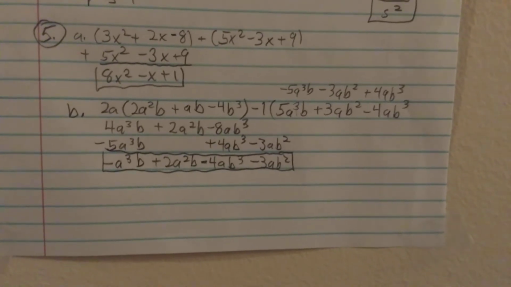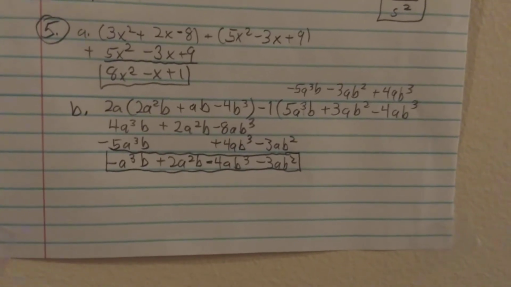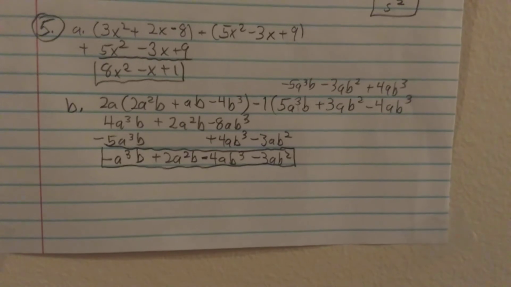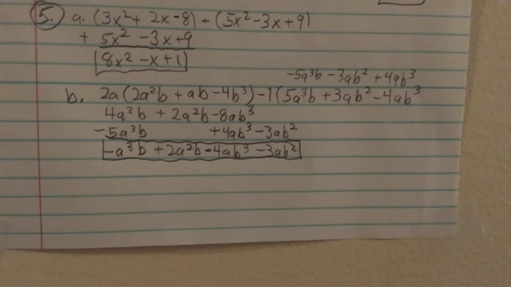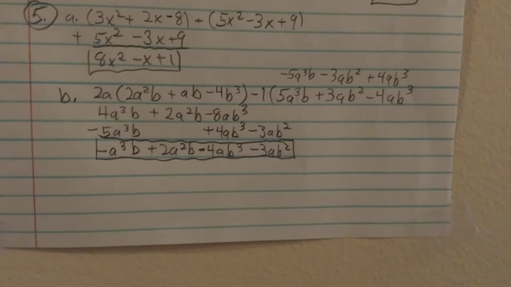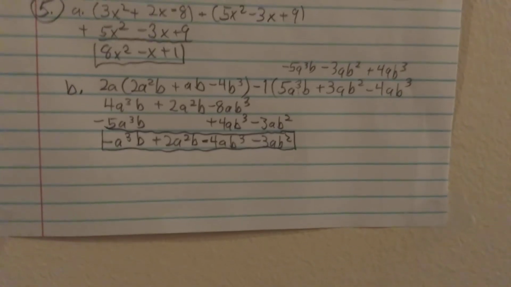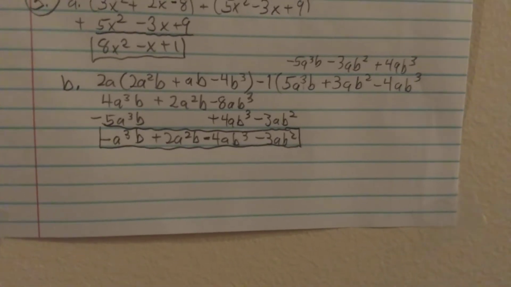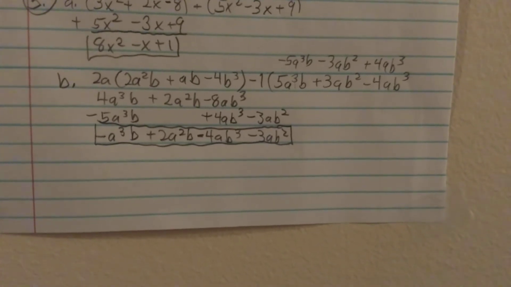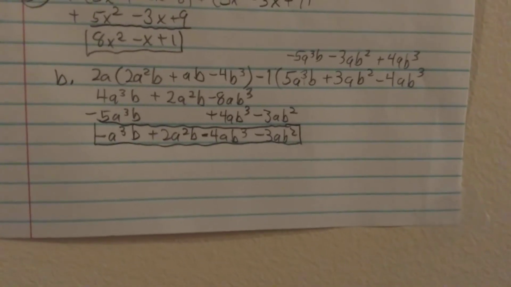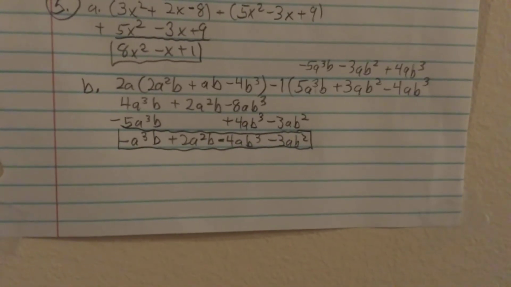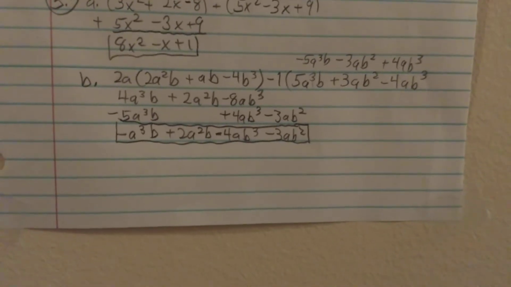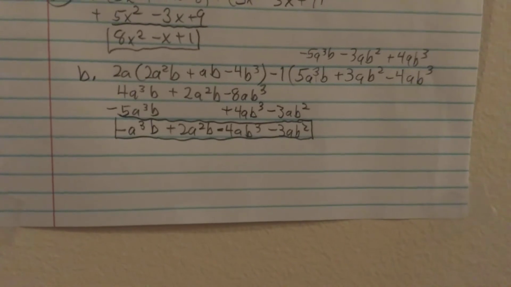Now here on this next problem, I'm going to take 2a times the first trinomial 2a squared b plus ab minus 4b cubed, and then minus, and I'm putting a 1 there to remind us to multiply through, 5a cubed b plus 3ab squared minus 4ab cubed. Now above the parentheses term there, I'm putting what the multiply by negative 1 gives us, negative 5a third b minus 3ab squared plus 4ab cubed. And multiplying the first trinomial by 2a, I get 4a cubed b plus 2a squared b minus 8ab cubed.